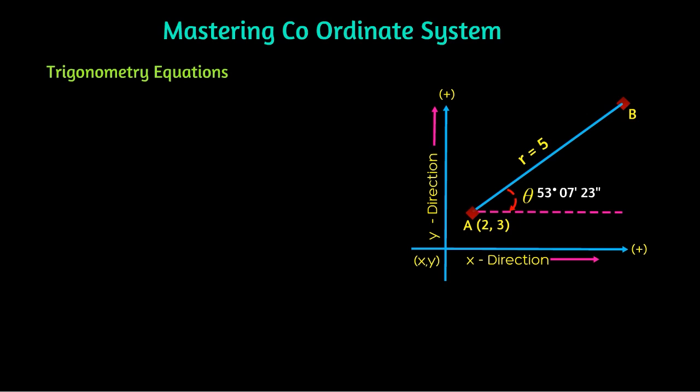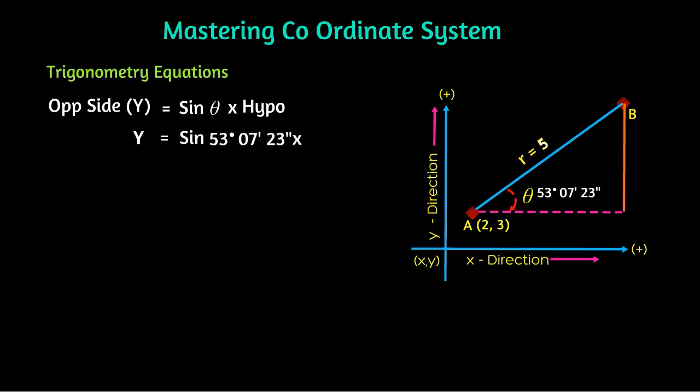Using trigonometry for angles, sin theta equals opposite side by hypotenuse. So, opposite side equals sin theta times hypotenuse. In our case, the information available is theta equals 53 degrees 7 minutes 23 seconds, and hypotenuse is the distance between 2 points, that is 5, and we have to calculate the opposite side, that is the vertical height, that is y. So the value of y equals sin 53 degrees 7 minutes 23 seconds times 5. The value of y equals 4.